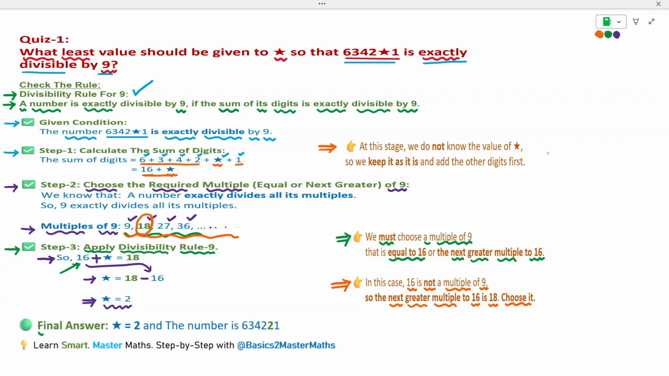The final answer, star equals 2 and the number is 6, 3, 4, 2, 2, 1. Got it?